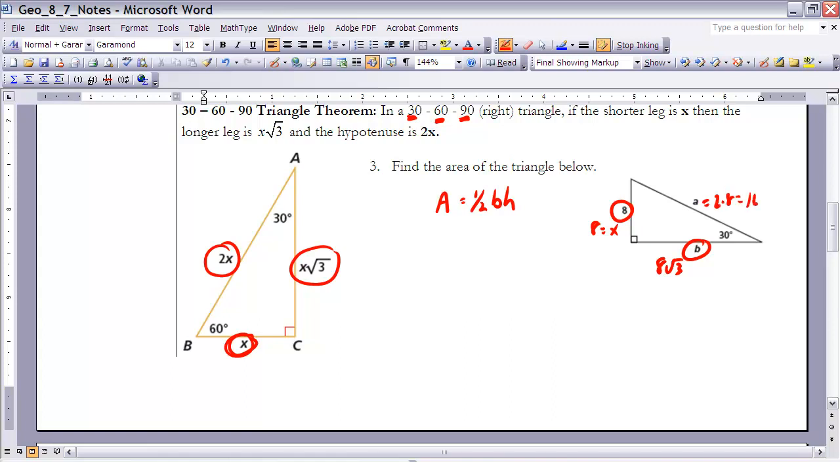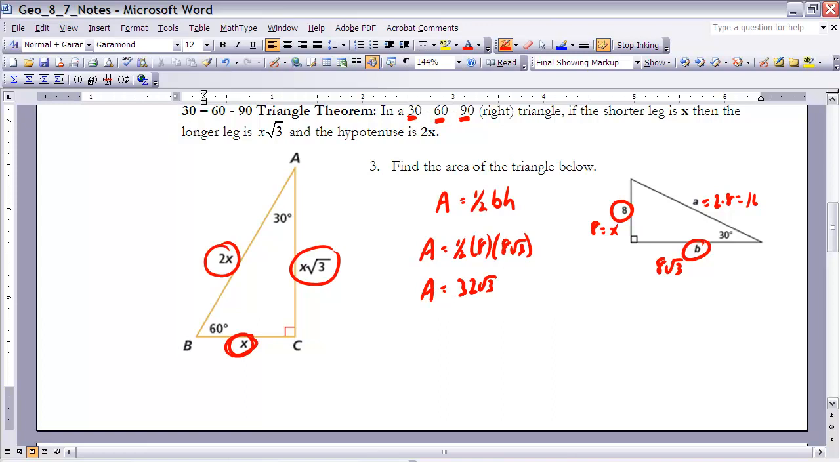Or 16. But I don't really need to know that in order to find the area. So now to find the area of this triangle, I'm going to take 1/2 times 8 times 8 times the square root of 3. Okay. Well, if I do that, the area is equal to 1/2 of 8 is 4. 4 times 8 is 32. So it'd be 32 times the square root of 3. That would be the exact area for it.